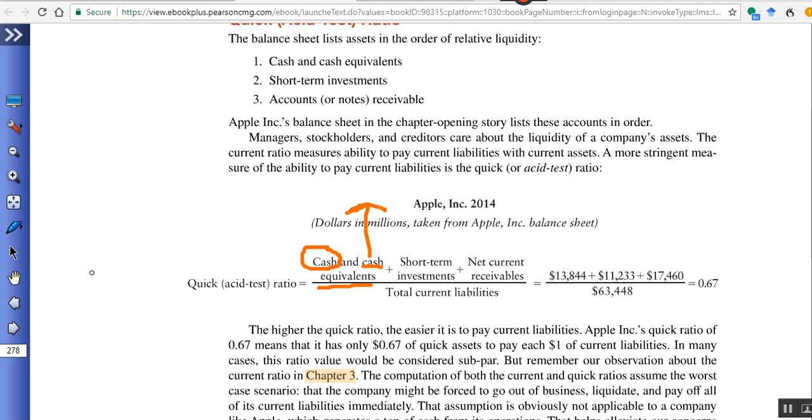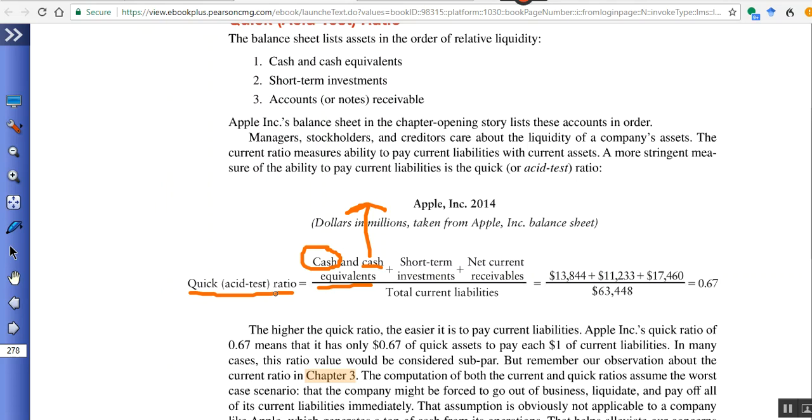Okay, I wanted to go real quick over the quick acid ratio test. You will find this in your book in the chapter on short-term investments. It's important, obviously, that you read the chapters. We cover some of this in class, but some of this stuff we don't cover because we focus on some of the more difficult concepts.